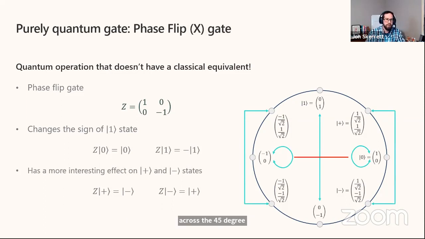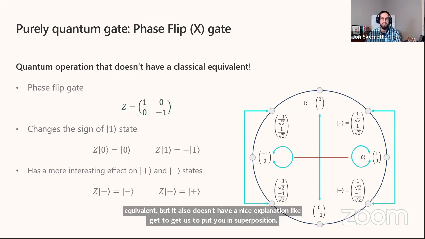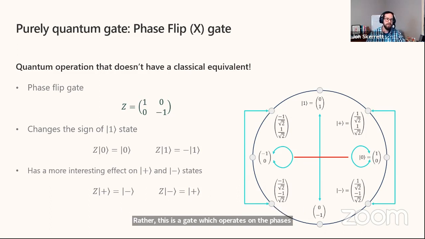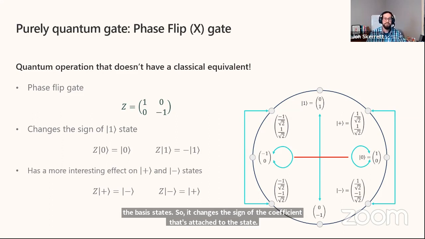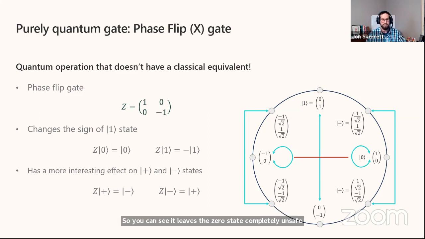And the last gate that I'm going to introduce you to today is the phase flip gate. This gate is probably the least intuitive of the ones I'm talking about today, because it not only doesn't have a classical equivalent, but it also doesn't have a nice explanation, like it's a gate you use to put you in superposition. Rather, this is a gate which operates on the phases of the basis states. So it changes the sign of the coefficient that's attached to this state. So you can see it leaves the 0 state completely unchanged. Z0 is 0. And it multiplies the coefficient of the 1 state by -1.